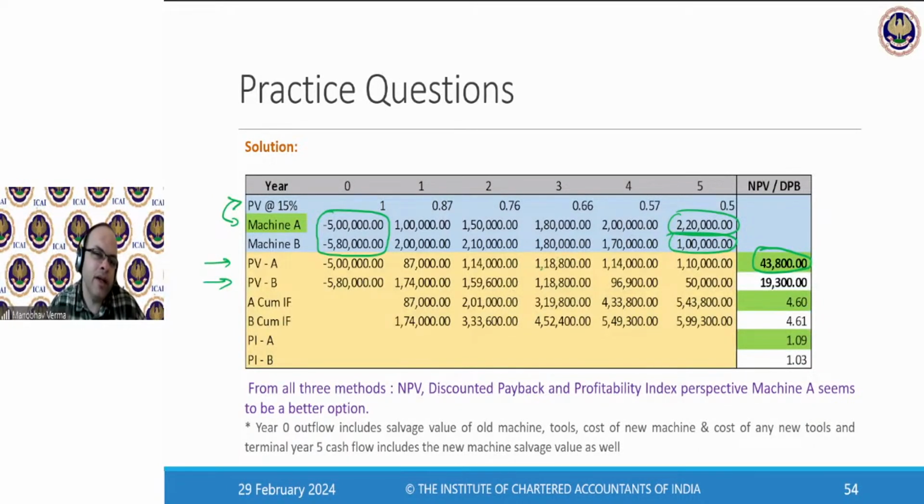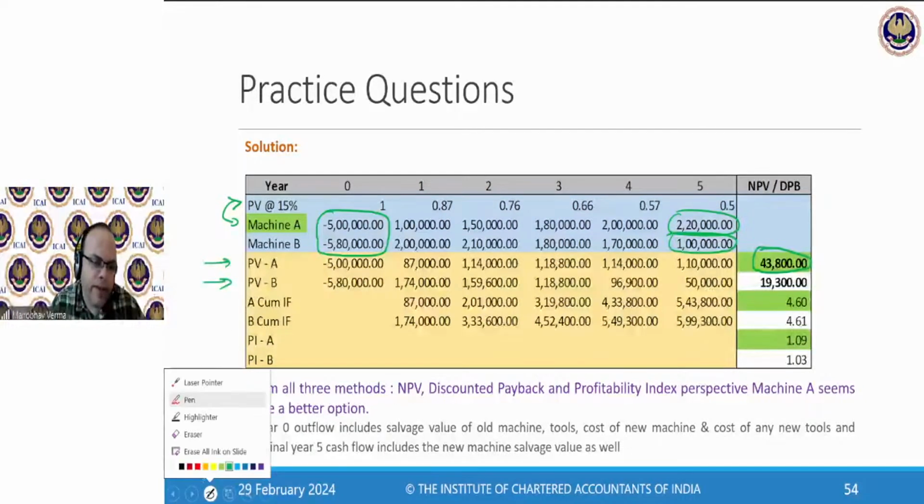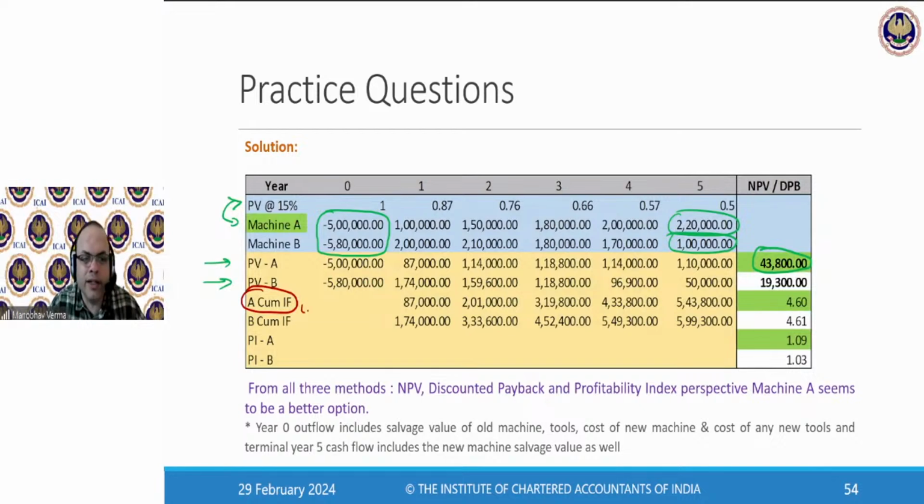Discounted payback period. For this, you need cumulative inflows because this is uneven cash flow, so you need a cumulative discounted cash flow. So you have 87 for the first year. Next year is 87 plus 114, you get 201. Then 201 plus 118, you get 319, and so on.